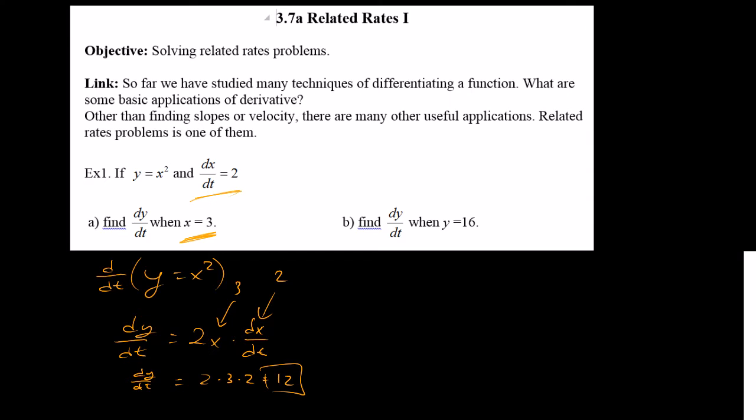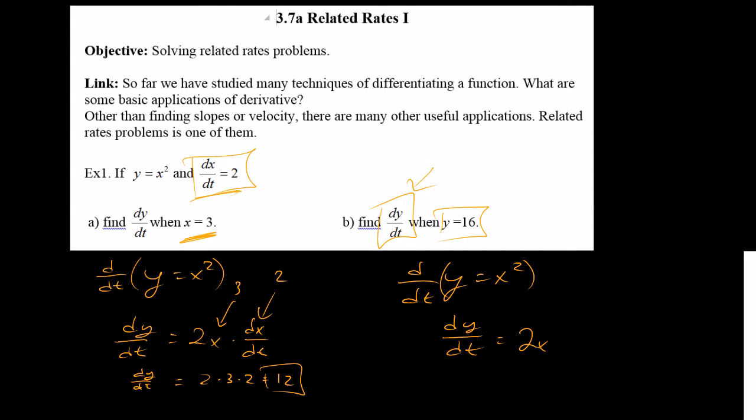So if we're trying to find the same thing, dy dt, when y is 16, we're going to change it up a little bit. We still have y is equal to x squared. We still know that dx dt is 2, but instead of knowing our x variable, we know y variable. So start off, let's find our derivative of y with respect to time. So derivative of the whole thing, we're going to get dy dt is equal to 2x times dx dt.